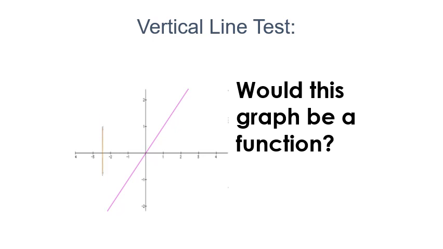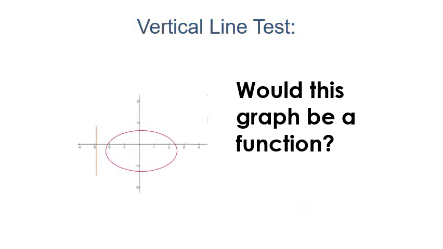Next example, again, taking our pencil, sliding from left to right, one output, again one output. So this is a function. It passes the vertical line test.